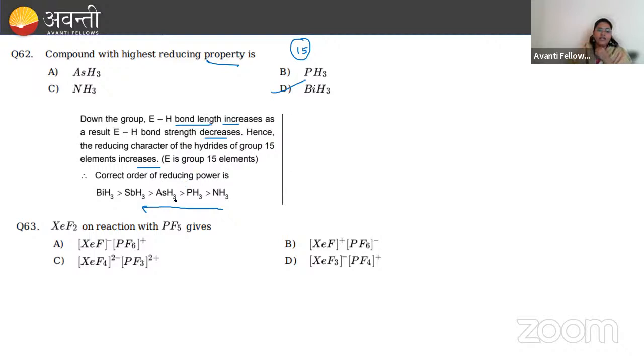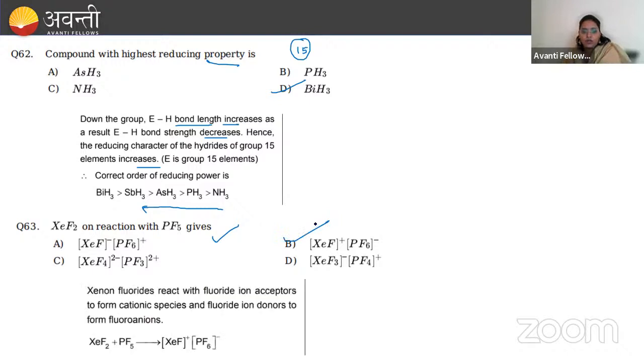Okay. Next question. XeF2 on reaction with PF5 gives. Yes. So this is our next question. What will be the answer? Xenon fluoride when reacts with PF5, it gives. Okay, Ayushi, very good. It gives option B.